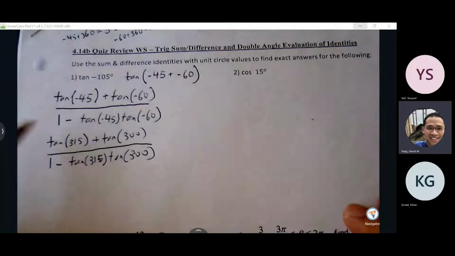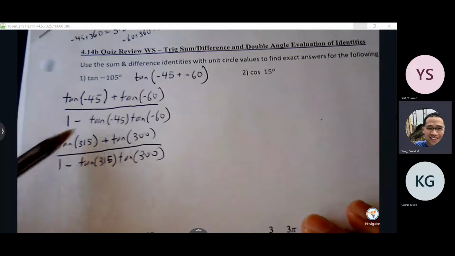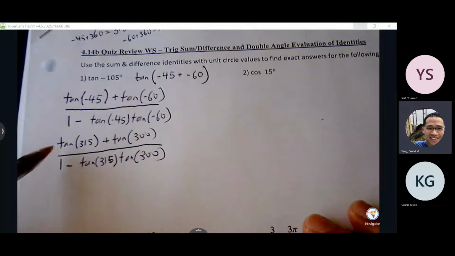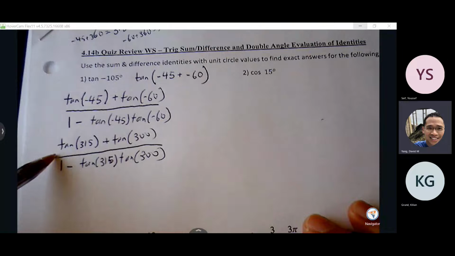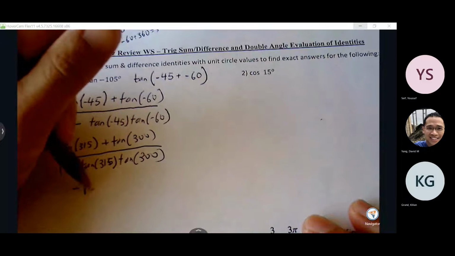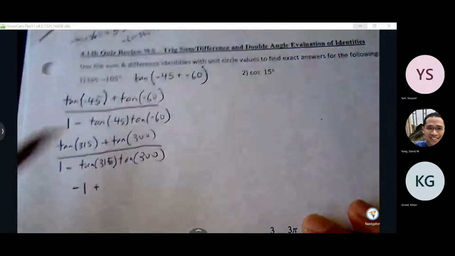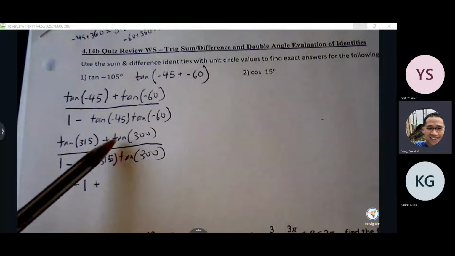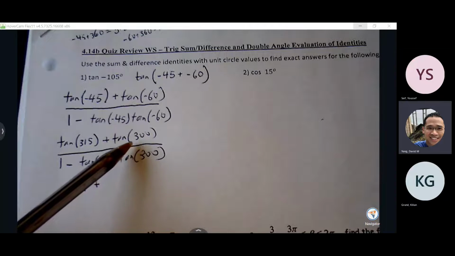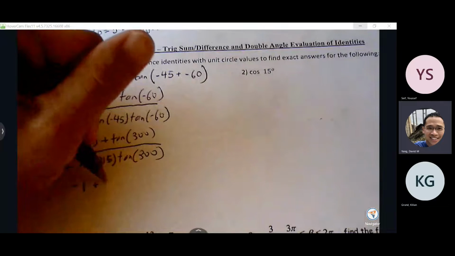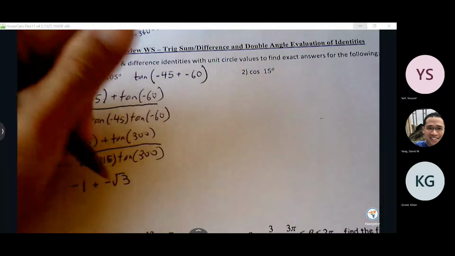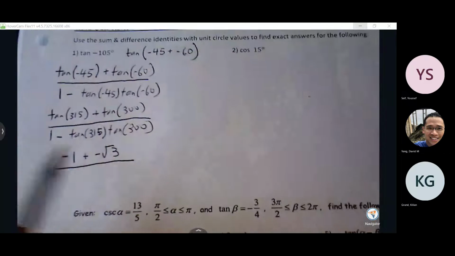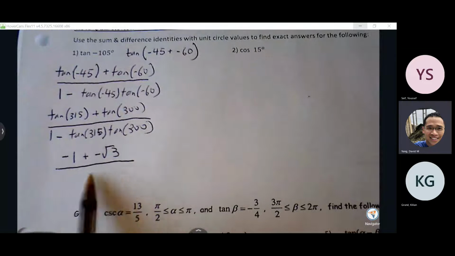Thinking about unit circle values, this is a variation of the 45-degree angle. So we know that tangent in the fourth quadrant is negative, and we're going to get -1 there. Tangent in the fourth quadrant is negative for 300 degrees. We know this is the variation of 60 degrees, and tangent at 60 is √3/1, so -√3. Okay, tan 315 and tan 300, we can just carry those over again.